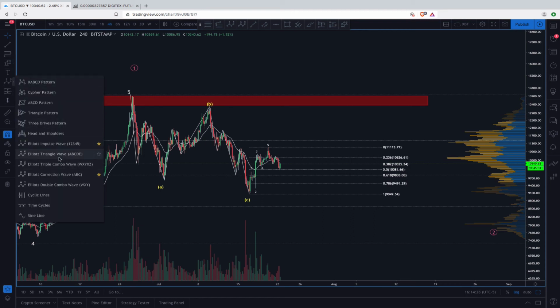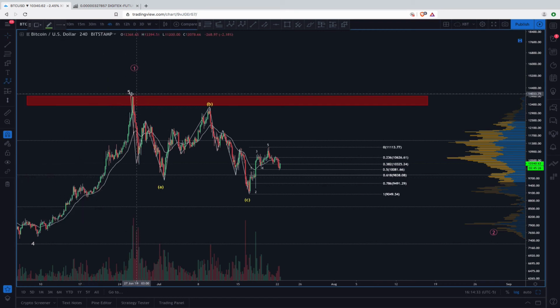So we would have something like, see if I can find it, the WXY, where this ABC right here was the W, and then this could be the X. Typically your X, it'll be some fib relationship, and I'll show you where it hit here in a second.